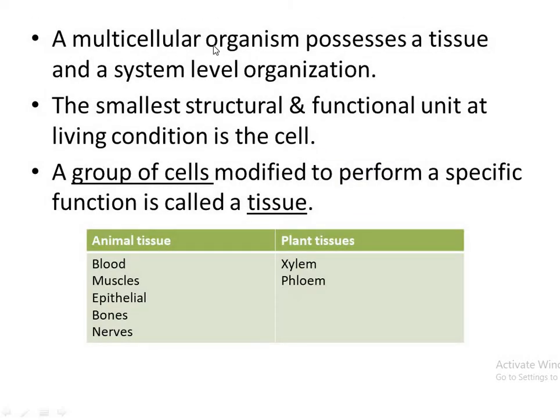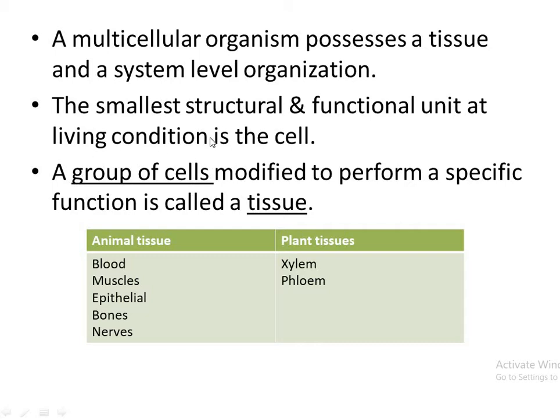So a multicellular organism possesses tissue and system level organization. The smallest structural and functional unit of a living organism is the cell. A group of cells modified to perform a specific function is known as a tissue. Now this is very important. We are going to learn about the different organizational levels of an organism.